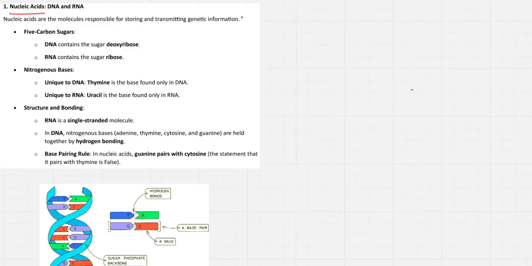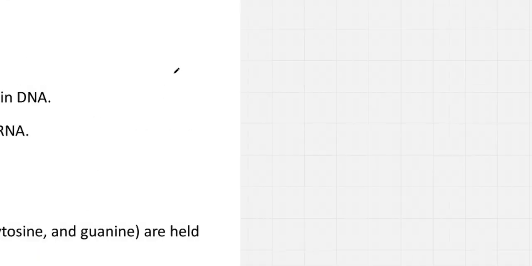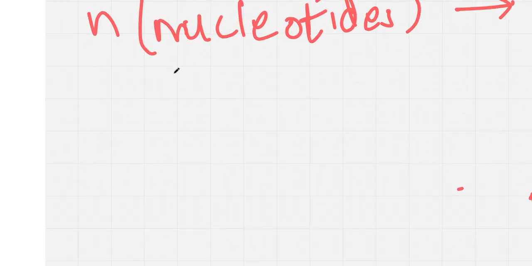Okay, now we are making a very quick summary of nucleic acid. When a lot of nucleotides are joined together, they form nucleic acid. Nucleic acid is of two types, DNA and RNA. First of all, let's talk about the structure of the nucleotide.